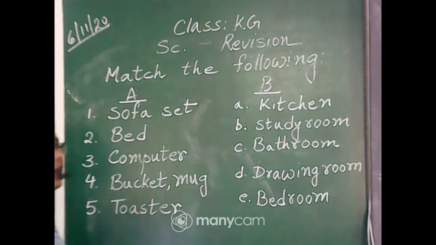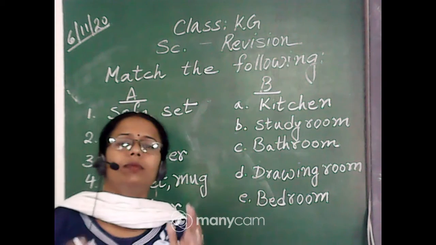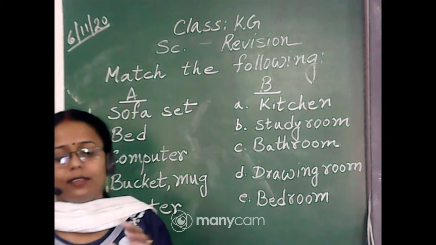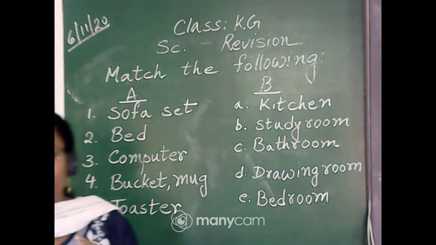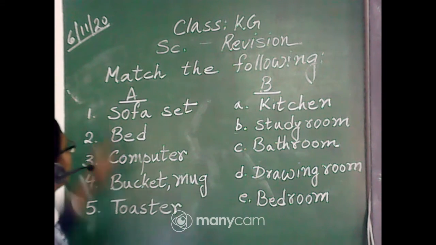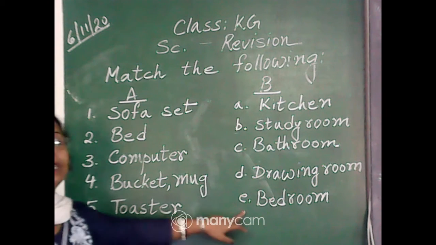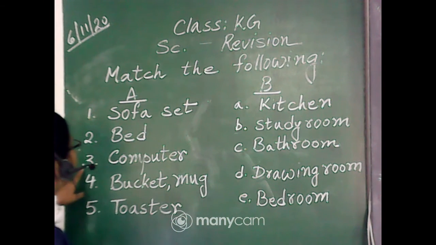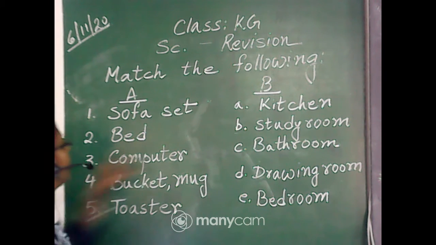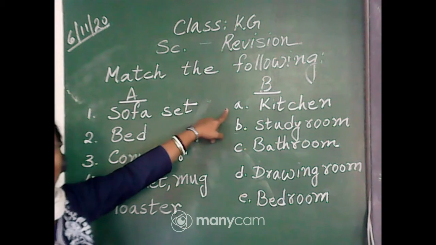And toaster, it's an instrument which helps us to, yes, bake the breads. So where do we keep it? Yes, Ashmita, very good. We keep it in the kitchen. So 1 B, 2 E, 3 B, 4 C, and 5 A.